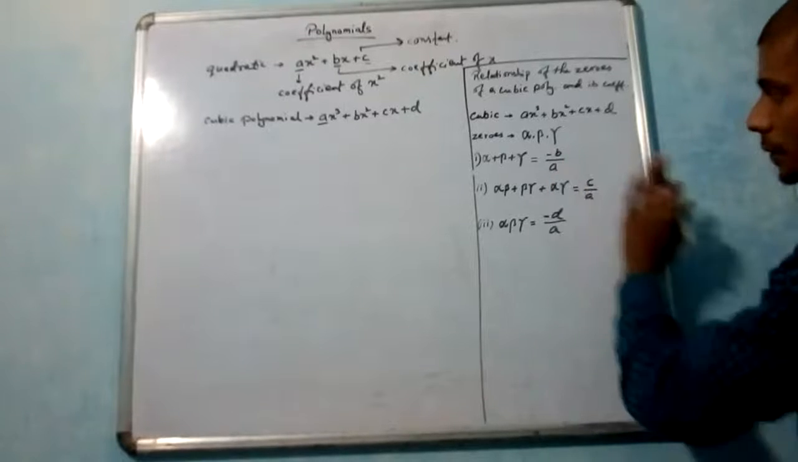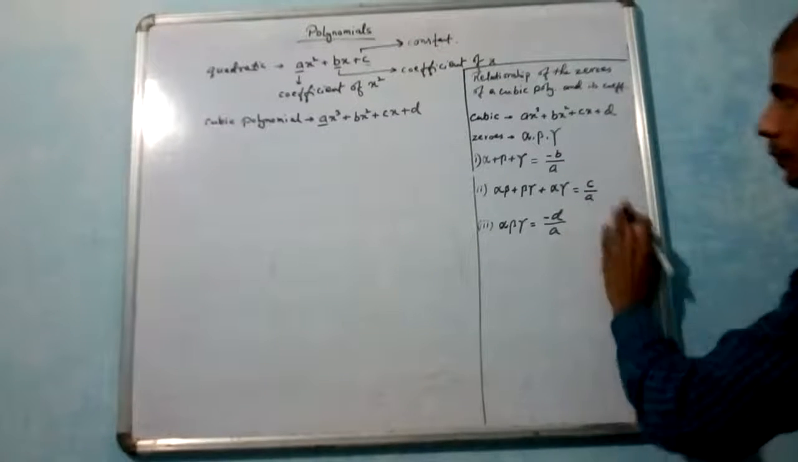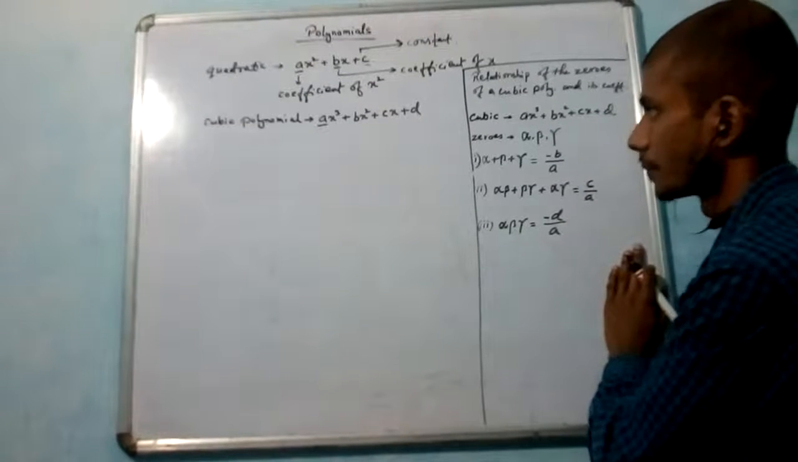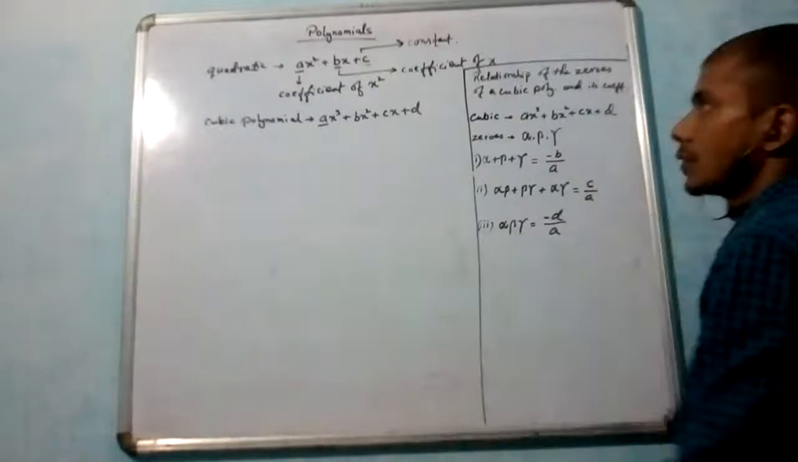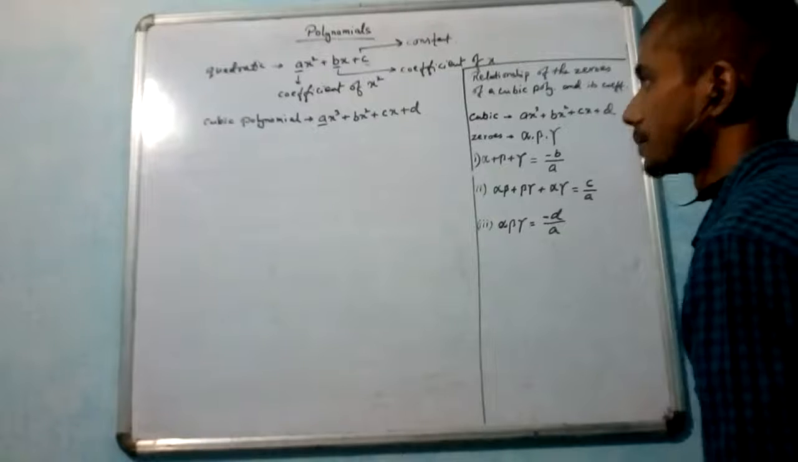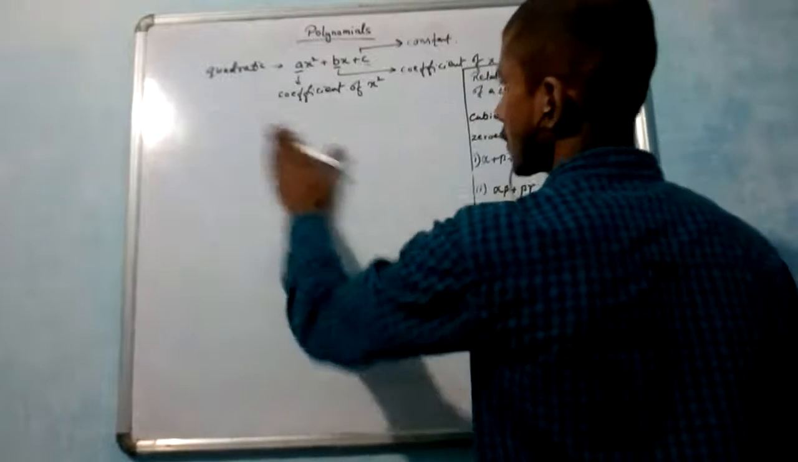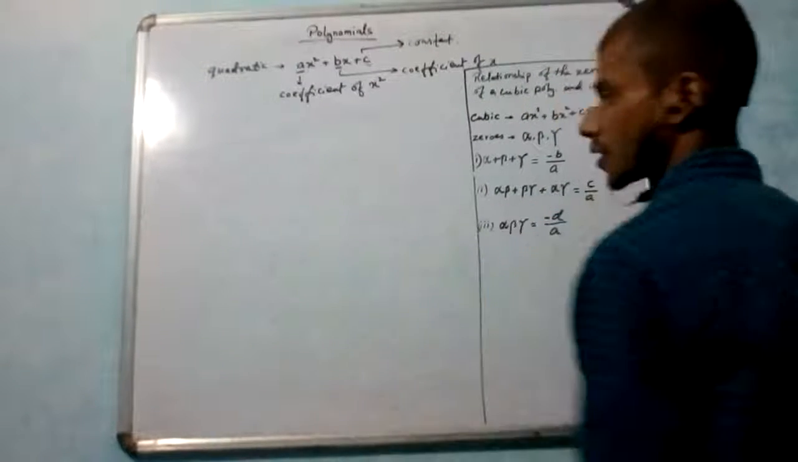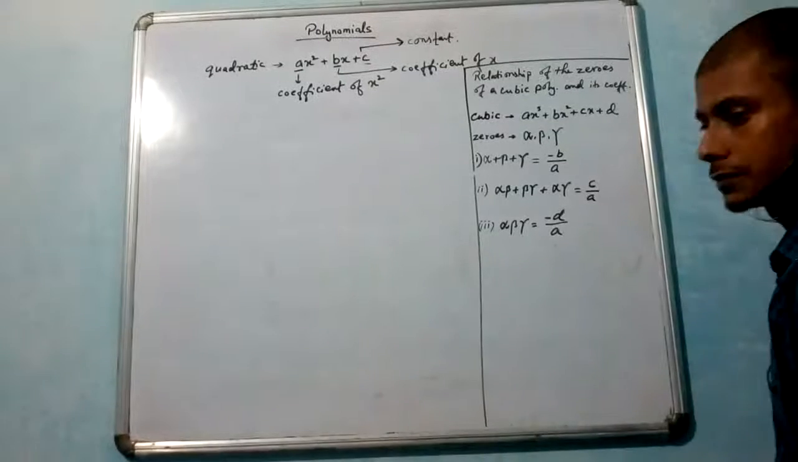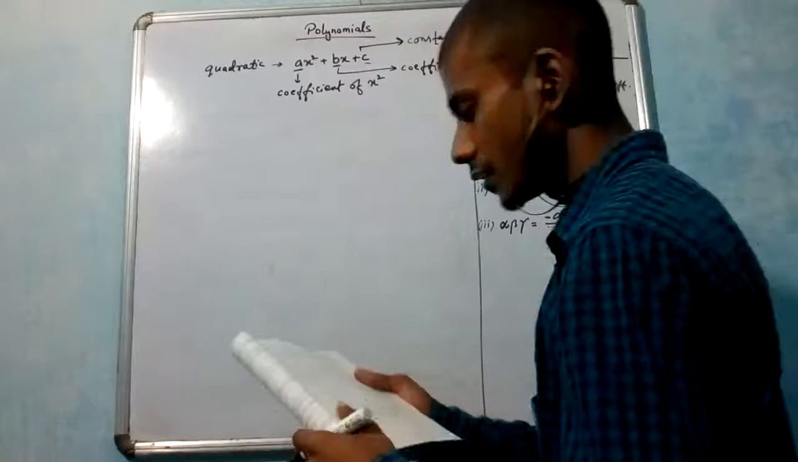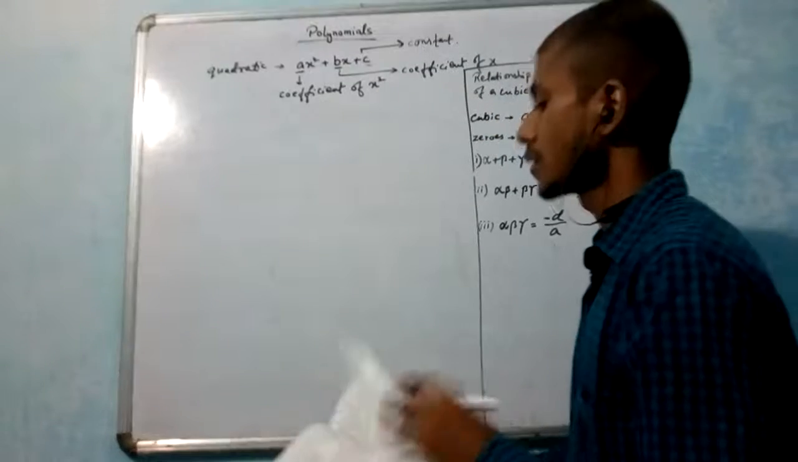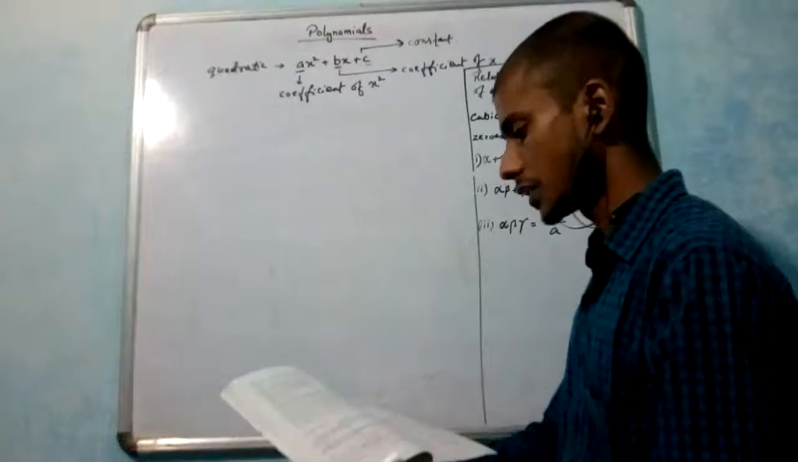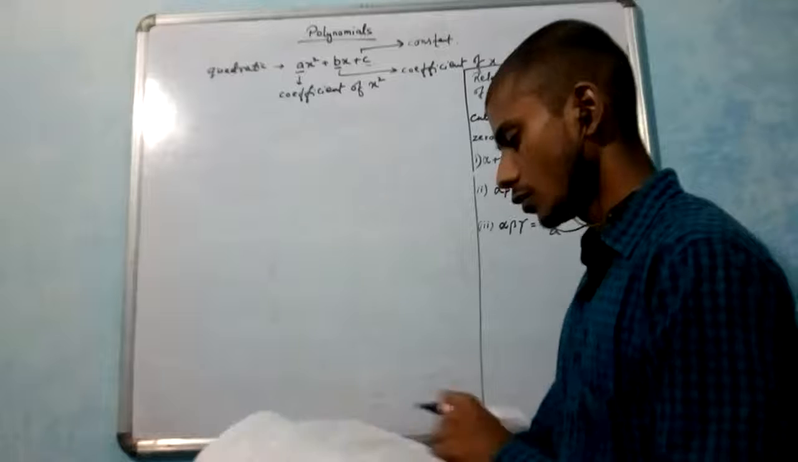So these things we have to keep in mind. Next is quadratic. More discussions will be on quadratic only. For the 10th standard, more discussions are on quadratic only, regarding the zeros and coefficient relationship.